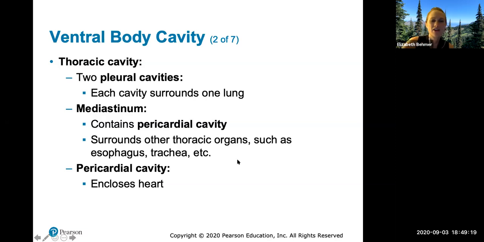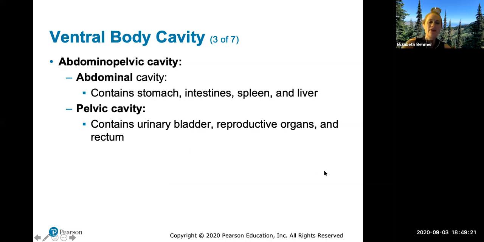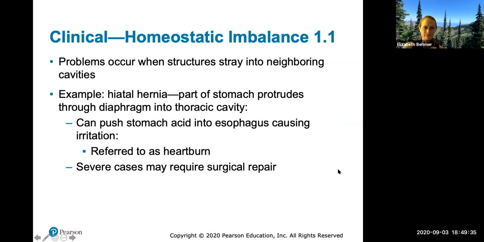And then the pericardial cavity encloses the heart. And then within the abdominopelvic cavity, the abdominal cavity will contain your stomach, intestines, those major organs. Your pelvic cavity will be below that, and that will house your bladder, your male or female reproductive organs, and also your rectum.